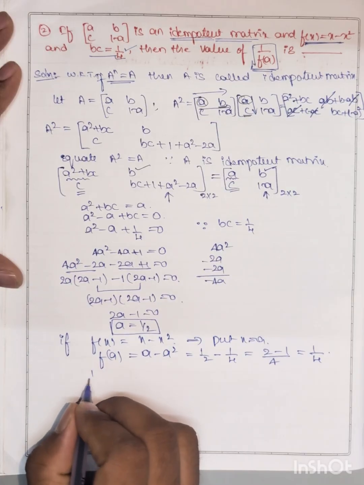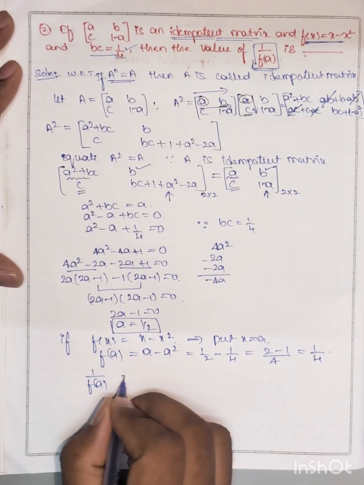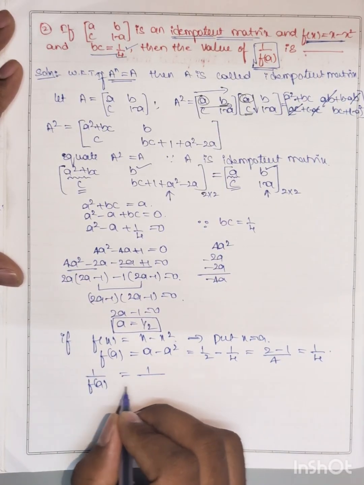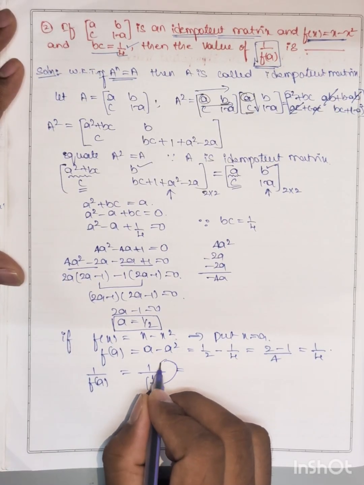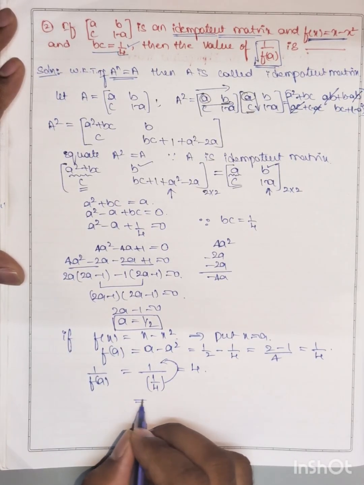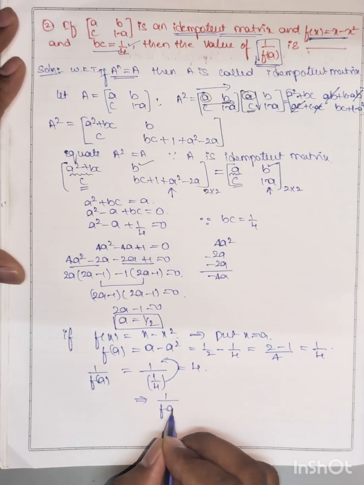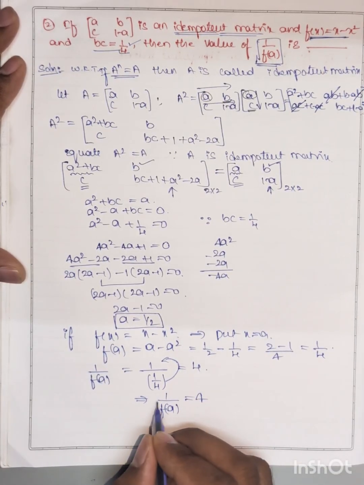So I will consider 1 divided by f of A is equal to 1 divided by f of A. Value of f of A is 1 by 4. Denominator of the denominator will go to the numerator. Accordingly, we will get 4. This implies that 1 divided by f of A is equal to 4. This is our required answer.